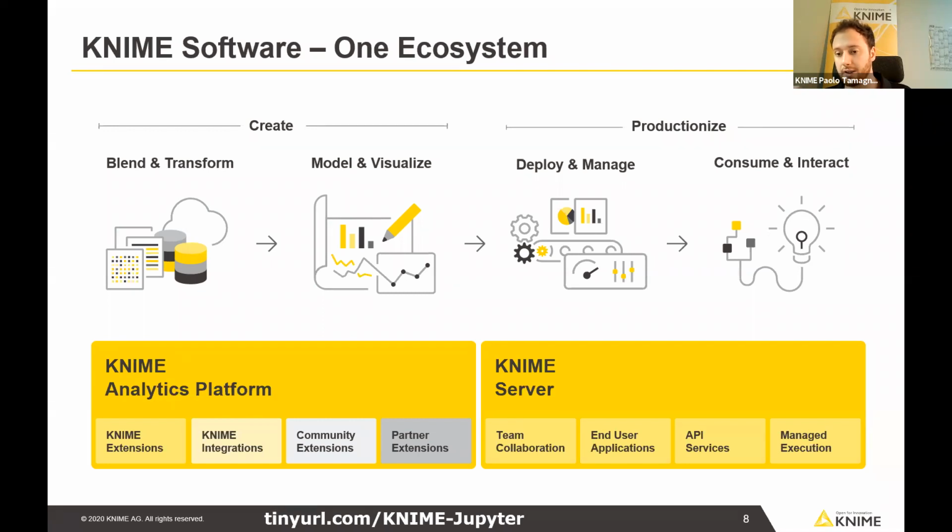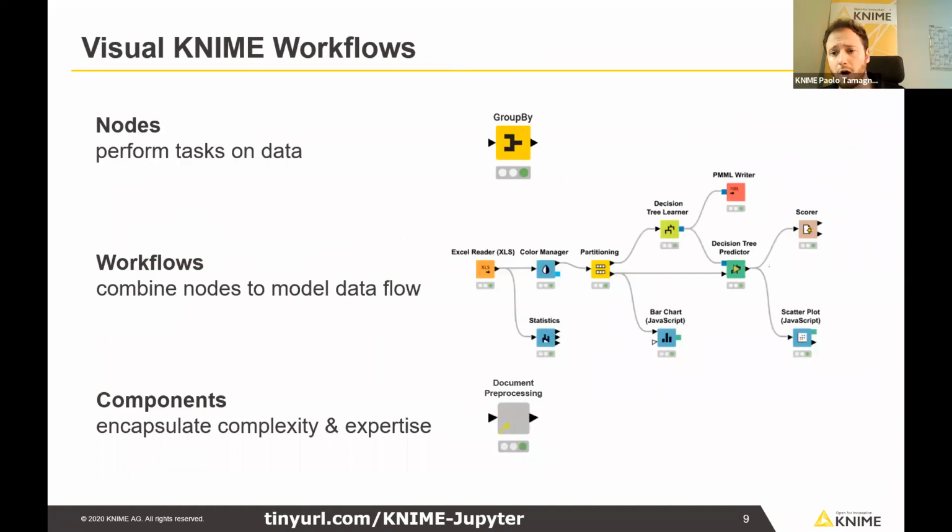So using creating REST API and web portal, web-based application, as well as simply having a repository where people can share their work with permissions and so on. Next slide, please. So how does KNIME work?